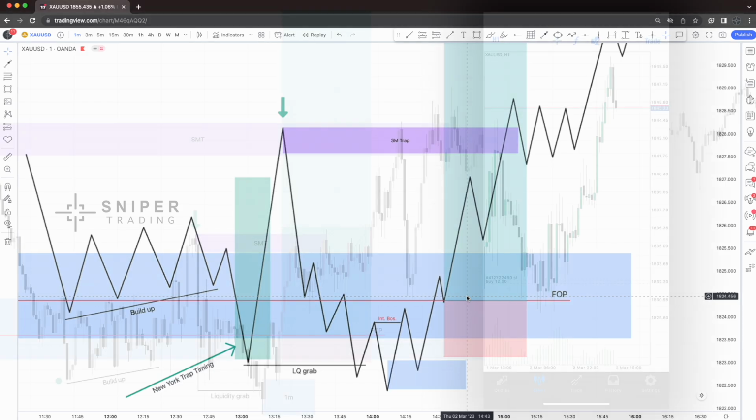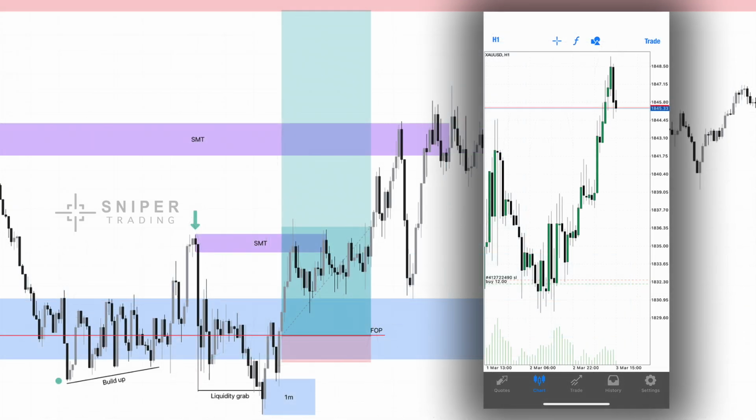Okay, and now I will show you a screenshot of the execution as a proof of this trade.